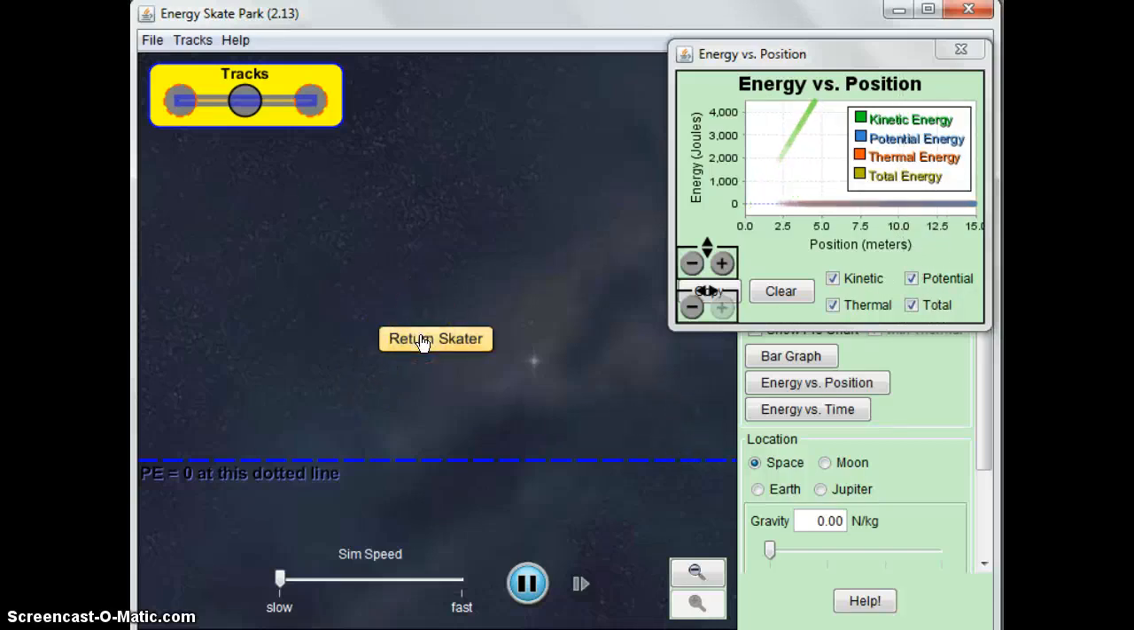And again, the reason for that is because the work that was done is a product of the force and the distance in which the force was applied.